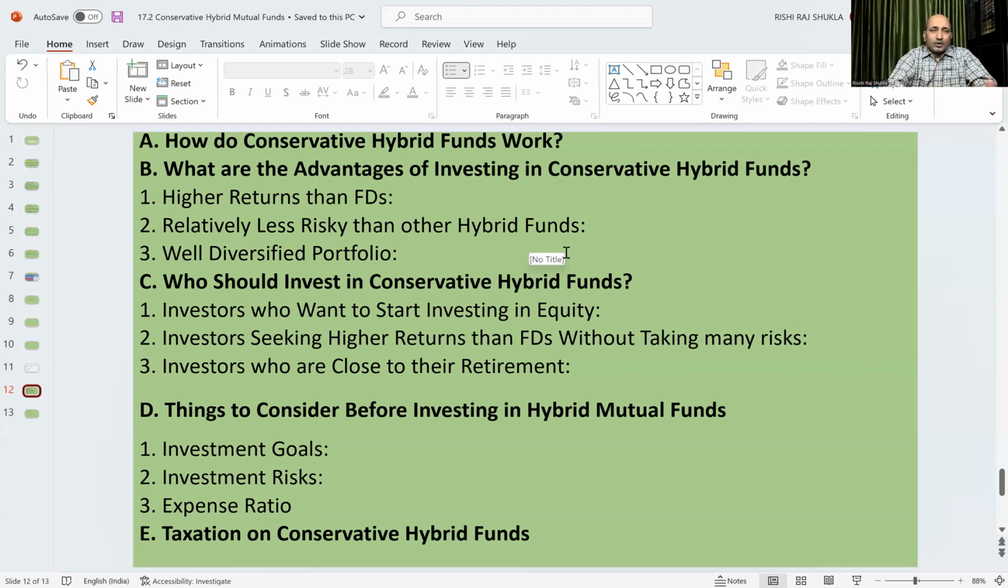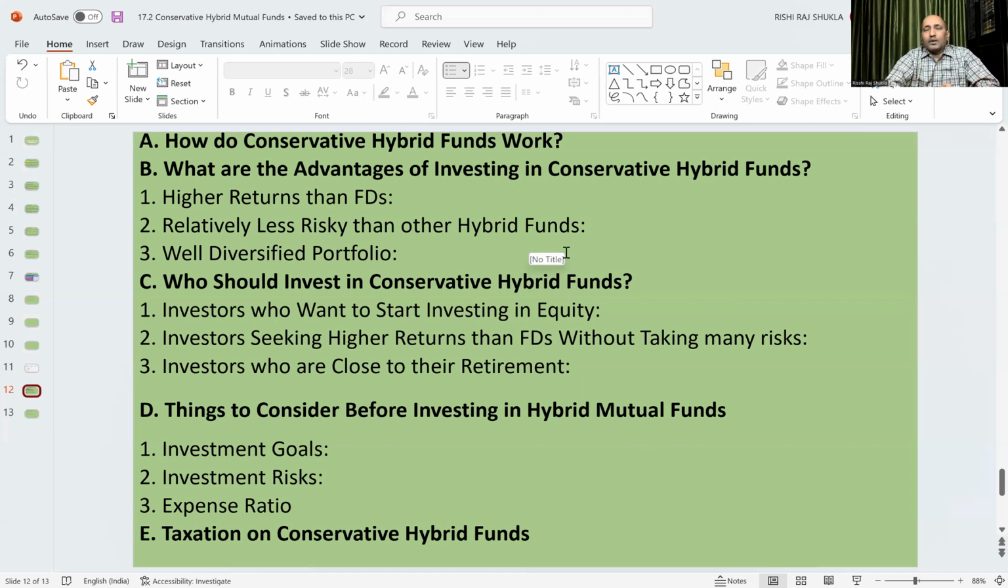To qualify as equity, the equity part should be more than 65%. But it is far below that; it is maximum 25% only. So it will be considered accordingly. Wherever there is a larger debt component, it will be considered a debt mutual fund and tax treatment will be accordingly. So a conservative hybrid fund will be taxed like a debt fund.